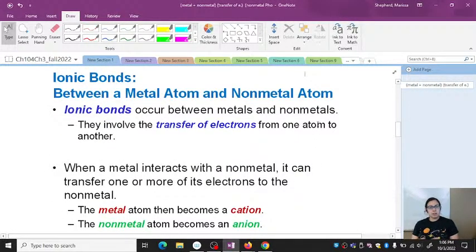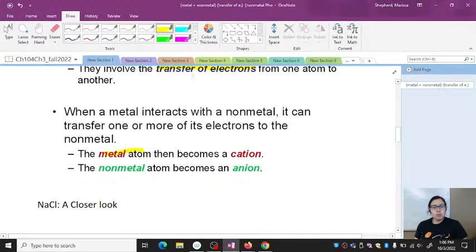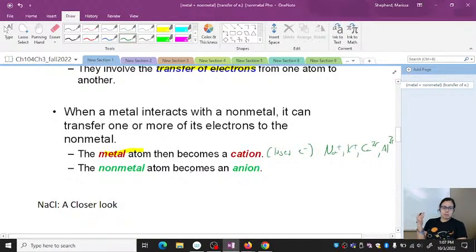Taking a closer look at our ionic bonds, again, this is between a metal atom and a nonmetal atom, and they involve a transfer of electrons from one atom to another. The metal atom will usually lose an electron to become a cation. Sodium, potassium, calcium, and aluminum 3+ are good examples. The nonmetal atom is accepting those electrons and becomes the anion, so it would have to have gained an electron.